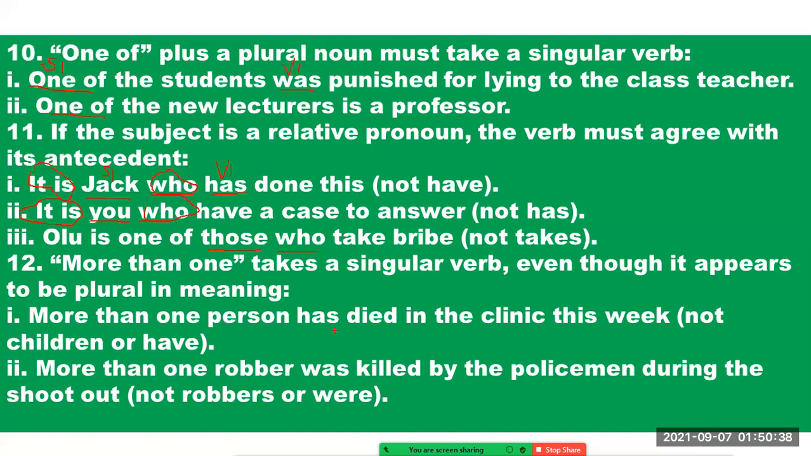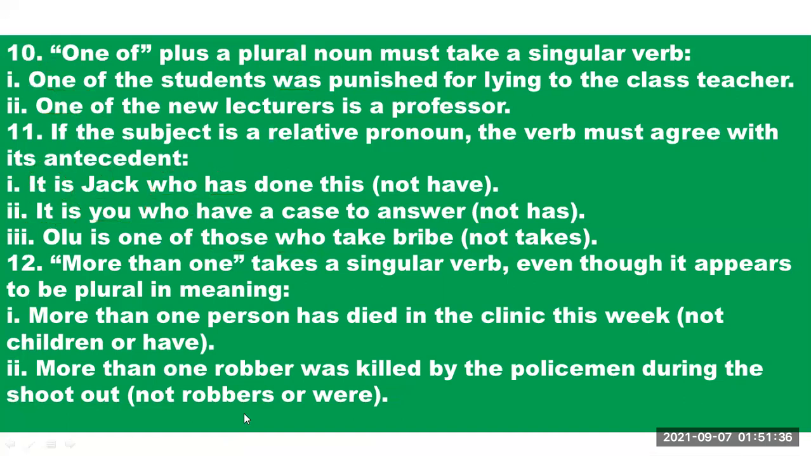More than one person has died in the clinic this week. Of course, we are talking of person, not persons. More than one person has died in the clinic this week. Then: more than one robber was killed by the policeman during the shootout. Not more than one robbers, because you cannot pluralize one. The same thing applies in sentence I, and neither can you in sentence II, because you are talking of more than one.